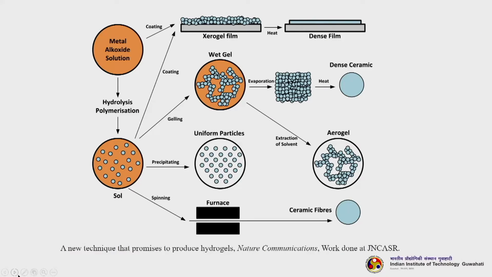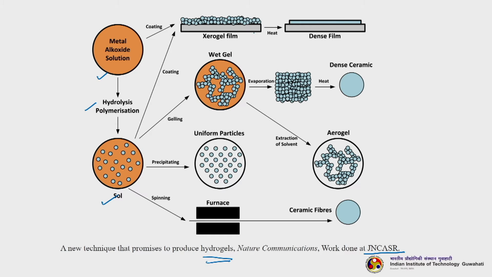So, this is one of the recent publications by a group in JNCASR in Bengaluru. It was published in Nature Communications. So, this technique was proposed to produce hydrogels. Now, why I am showing this to you is because ceramics also can be prepared using this, which is a very wonderful process. So, you have a metal alkoxide solution here, you hydrolyze it, go through a polymerization process, and then you get a sol.